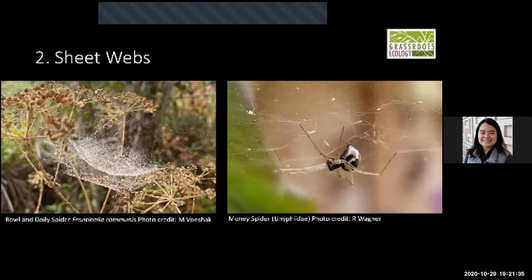My second type of web I want to introduce is the sheet web. These kind of look like blankets. If you ever go out to a grassland, or even look at a bush, you will find these sheets, these blankets of silk that either cover the bush or cover an area of grass. And one of the families that makes these sheet webs is called the money spider.